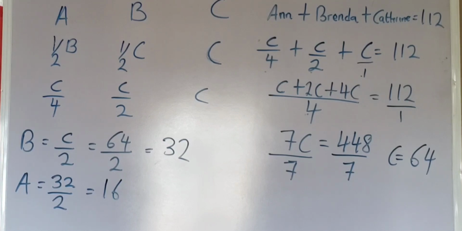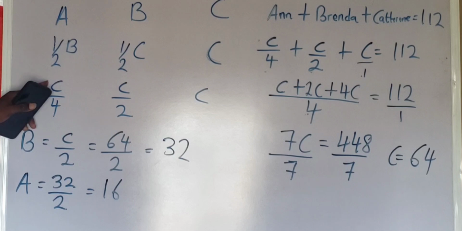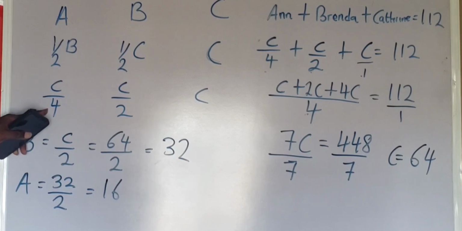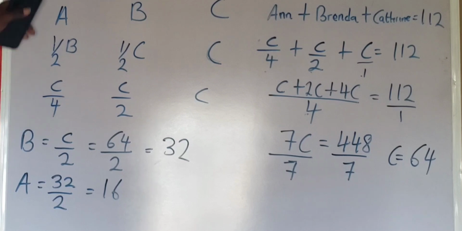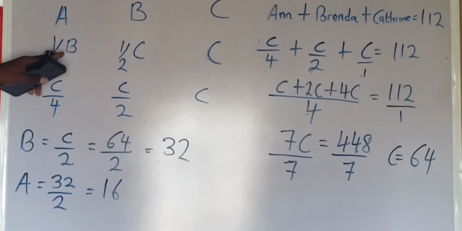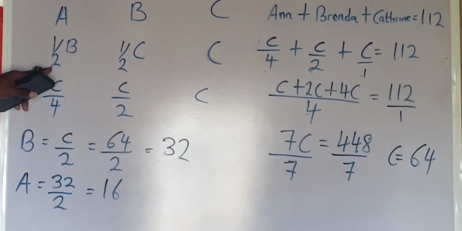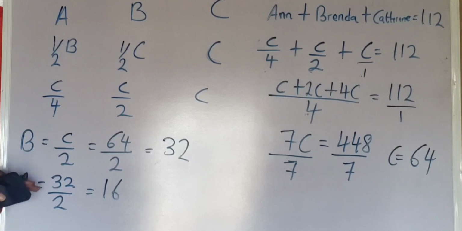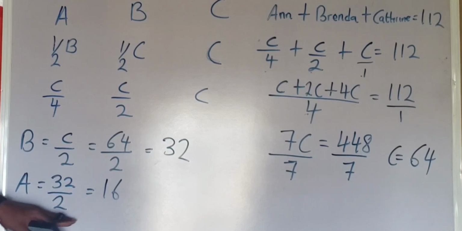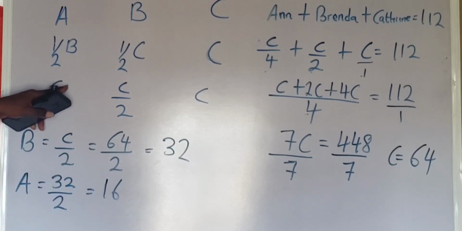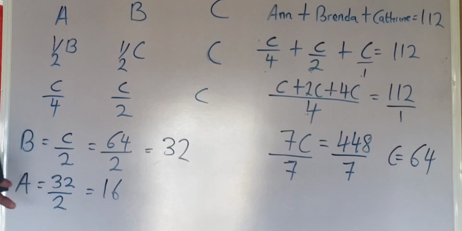Also, you can determine Anne's mark using C over 4. That is the mark of Catherine, which is 64 divided by 4. The mark of Catherine divided by 4 will give us Anne's mark. Or the mark of Brenda divided by 2. I used the mark of Brenda divided by 2, 32 divided by 2, so I got 16. If you make use of Catherine's mark, 64 divided by 4, you are going to get 16 also. Okay, let's have another worked example.